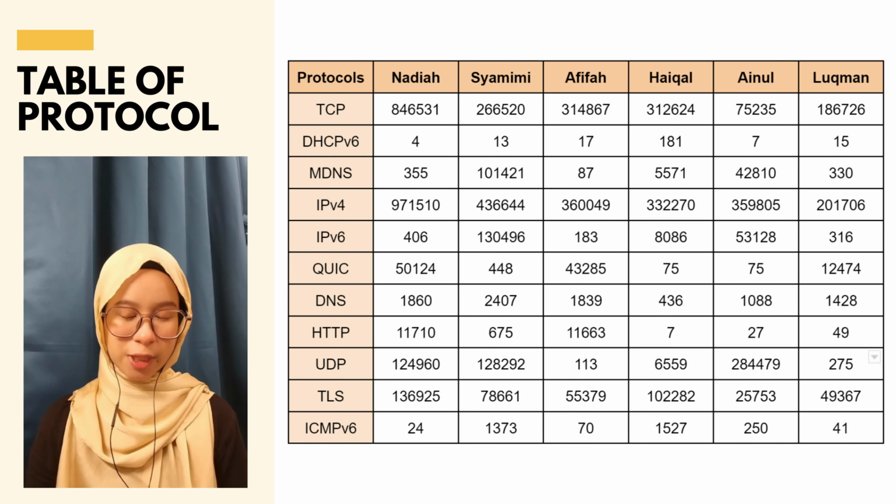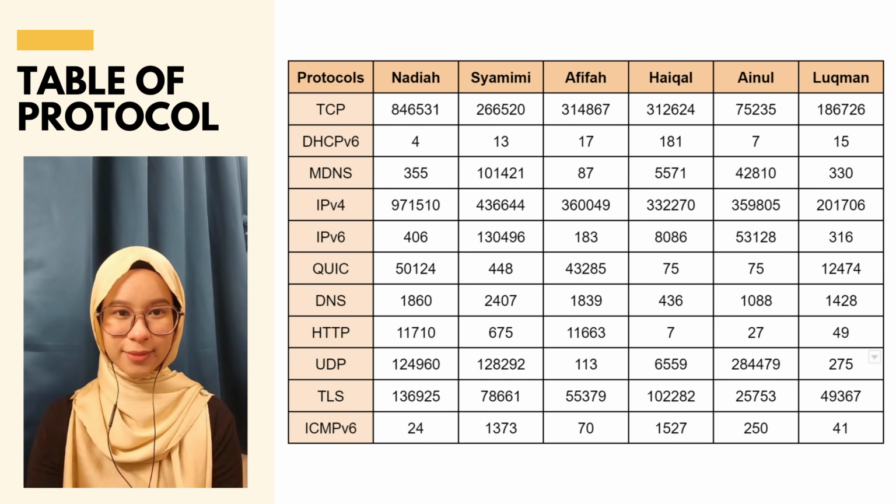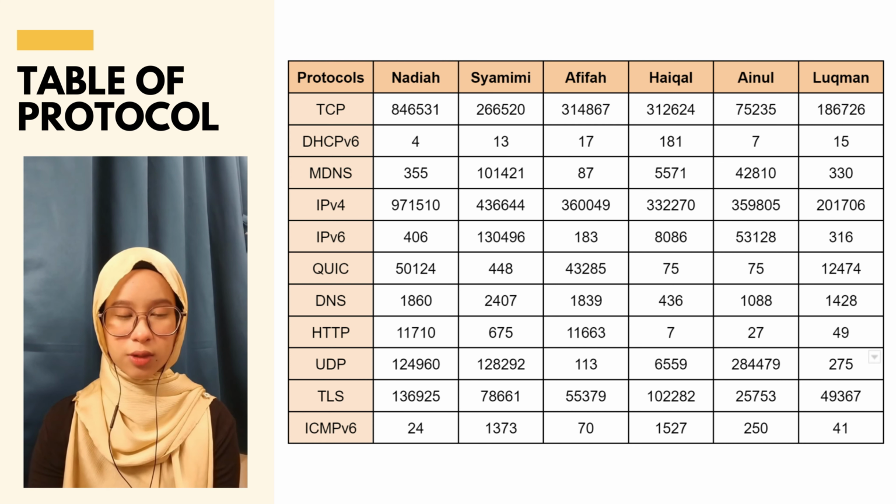Okay, next I will explain all the protocols that have been observed by each member. Here is the table of protocol packets that are captured in Wireshark for each member. TCP protocol is used for organizing data in a way that ensures secure transmission between the server and client. For this protocol, you can see that Nadia has the highest packet of TCP protocol and Ainul has the lowest packet of protocol.